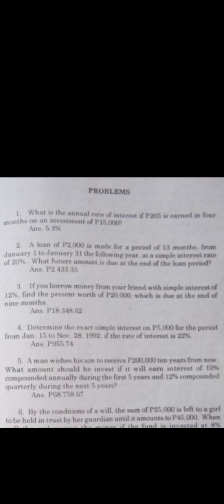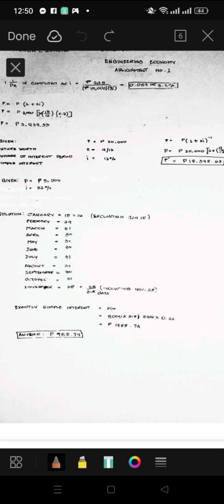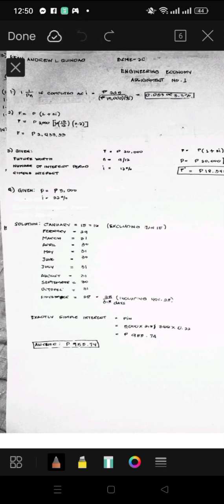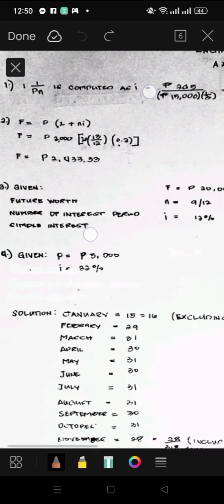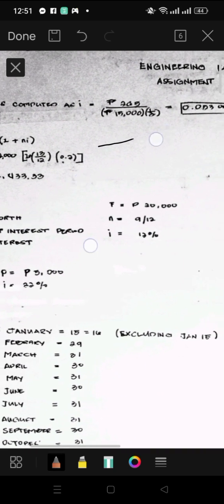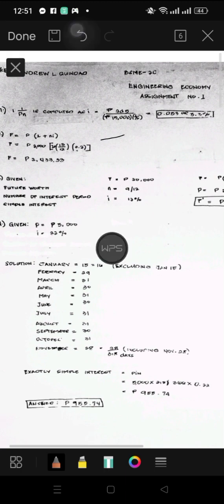Problem number one: what is the annual rate of interest if 265 pesos is earned in 4 months on an investment of 15,000 pesos? In this case, let's state what is given and directly substitute into our formula. That gives 5.3%, the annual rate of interest.